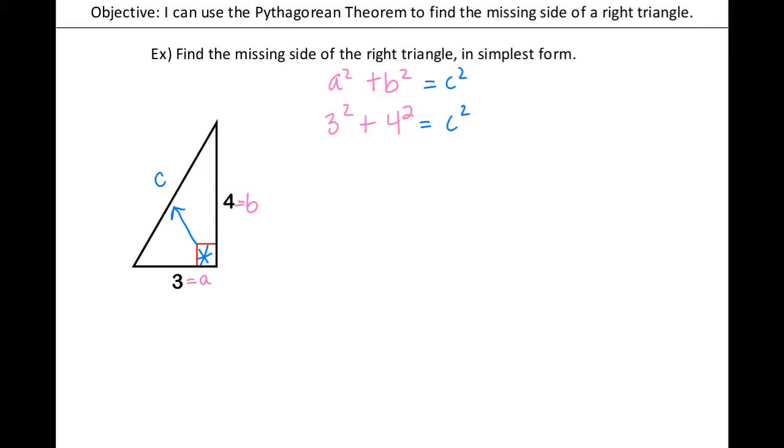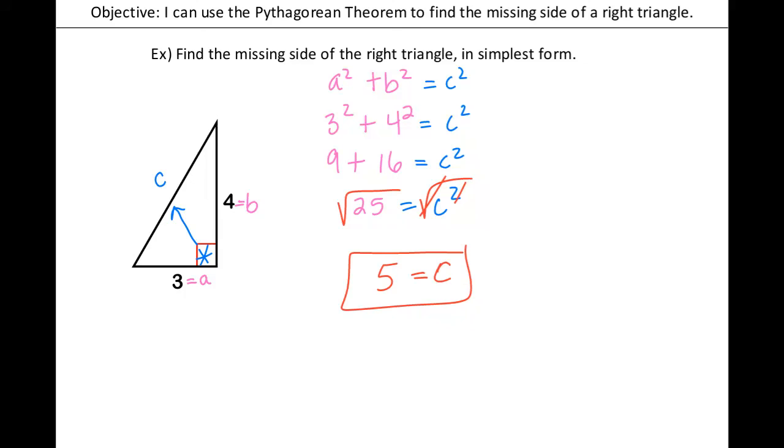All right, 3 squared is what? 9, and 4 squared is 16. And 9 plus 16 is 25. And then to solve for C, how do we get rid of the squared? Square root both sides. So square root cancels squared. I'm left with the C. Is 25 a perfect square? 5, yes. So 5 is equal to C is my final answer for this one.